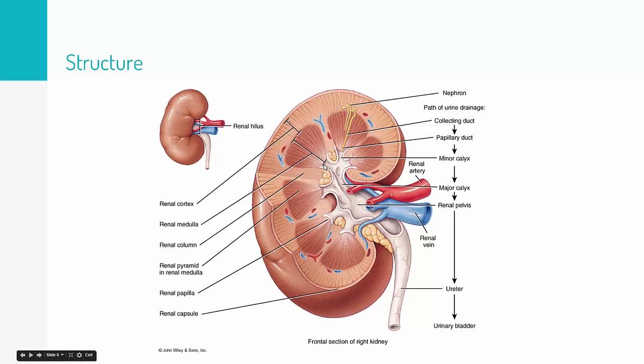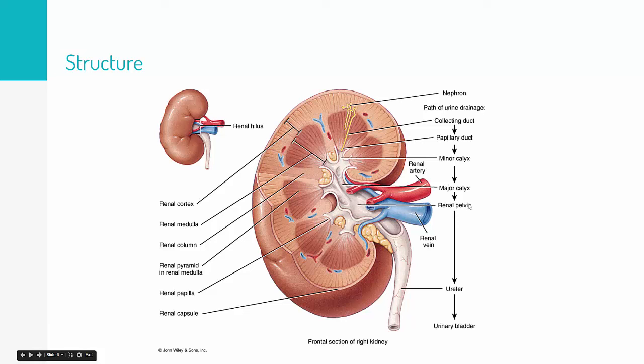The tip of each renal pyramid, or papilla, enters into a minor calyx, into a major calyx, and then finally into the renal pelvis, where it's collected in the ureter and eventually makes its way to the urinary bladder.